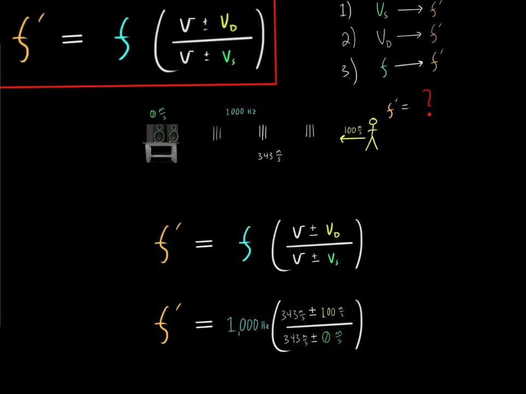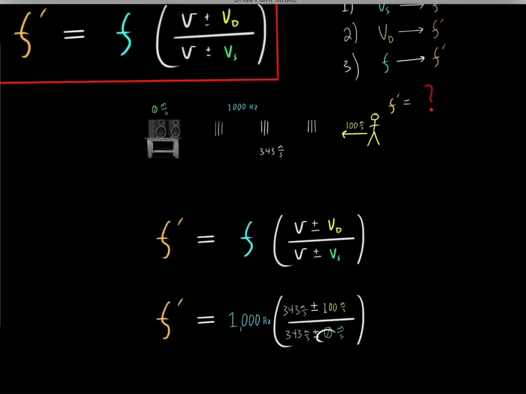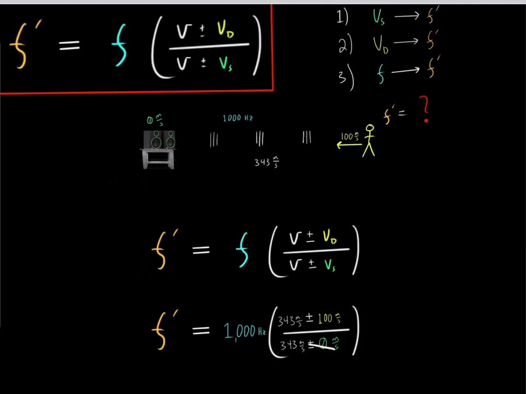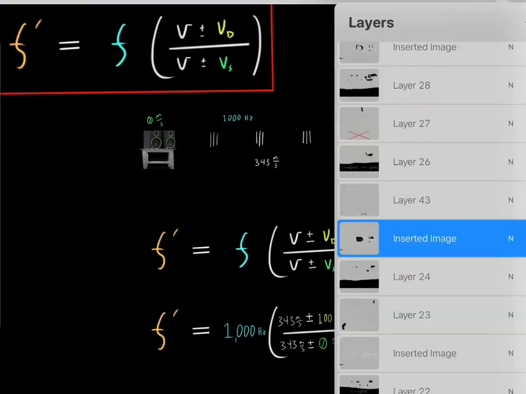So again, we would just solve this. And because this is 0, whether this is plus or minus doesn't matter. Whether you plus 0 or minus 0, it's the same thing. So you can just ignore this. However, what about this guy? Here it does matter. Whether we add 100 or subtract 100, that will dramatically change the frequency perceived. So this is important. We have to know, should this be plus or should this be minus?